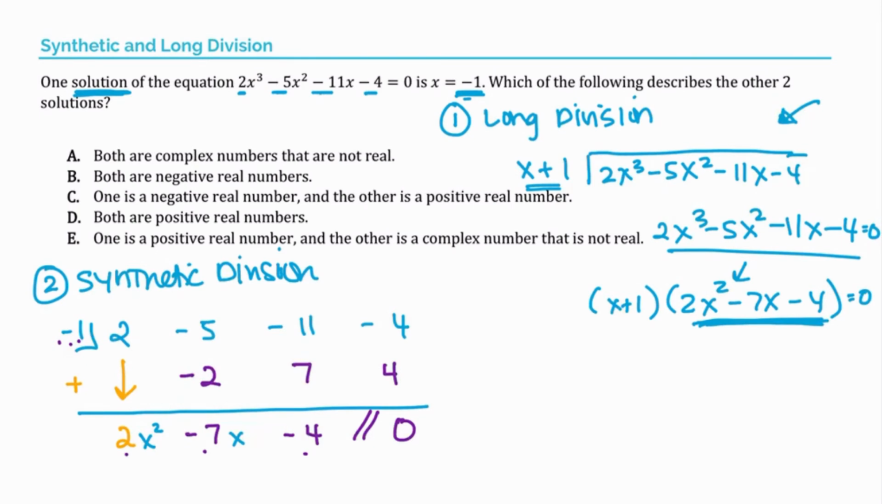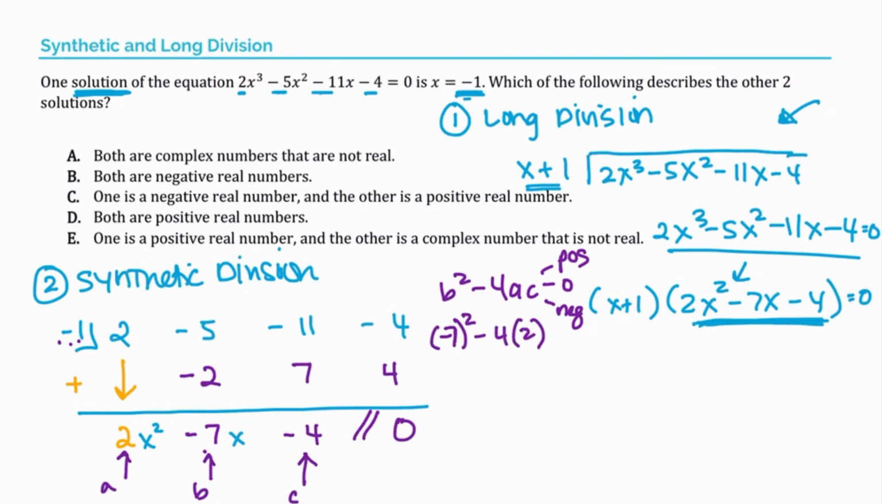So let's first do b squared minus 4ac. And let's see, is that a positive value? Is that 0 or is that negative? So b, this one's b, here's a, and here's c. Because remember, when you set up that quadratic, it's in the form ax squared plus bx plus c. So b is negative 7, so I have negative 7 squared, minus 4 times a, which is 2, and c, which is negative 4.